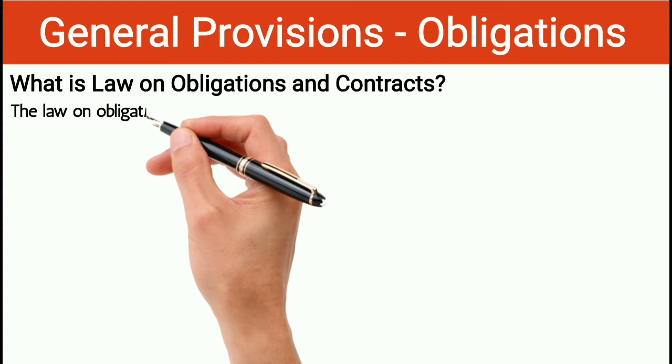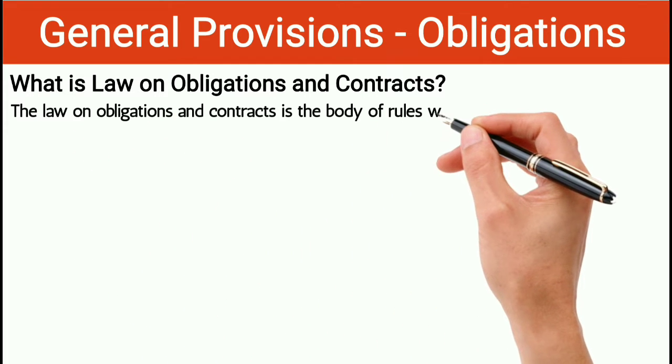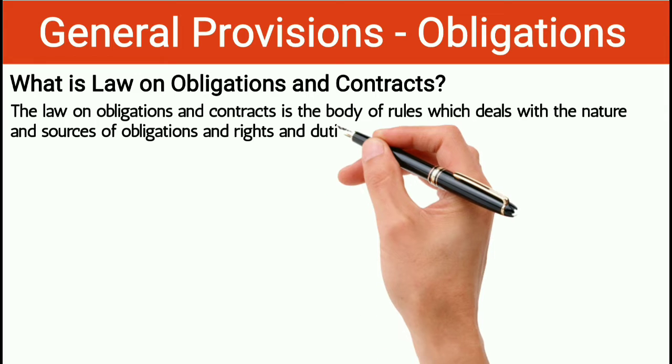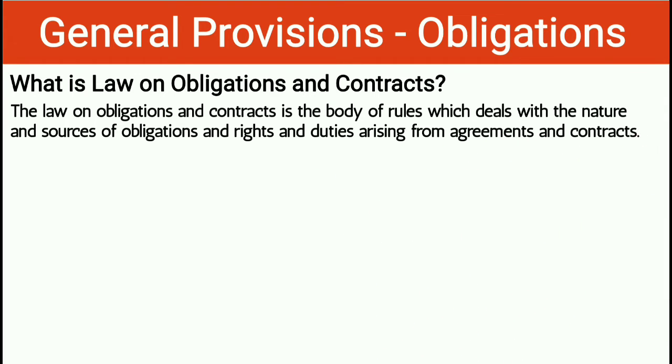The law on obligations and contracts is the body of rules which deals with the nature and sources of obligations and rights and duties arising from agreements and contracts. In other words, in law on obligations and contracts, we will study relevant articles of law governing the obligations and contracts, especially the nature and sources of obligations and the rights and duties of the parties involved in an obligation and contracts.